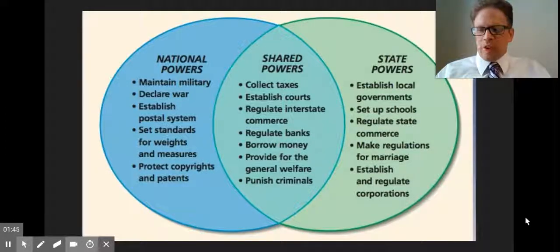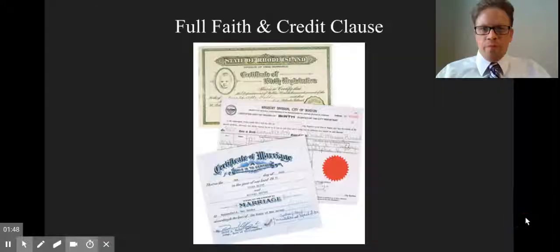State governments were granted powers by the Constitution also. For instance, the Full Faith and Credit Clause, which can be found in Article 4, Section 1, ensures that public acts, meaning laws, records, and judicial outcomes decided in one state will be respected in all the other states. So if you get married in one state and you decide to move to another state, that other state will be forced to honor your marriage rights.